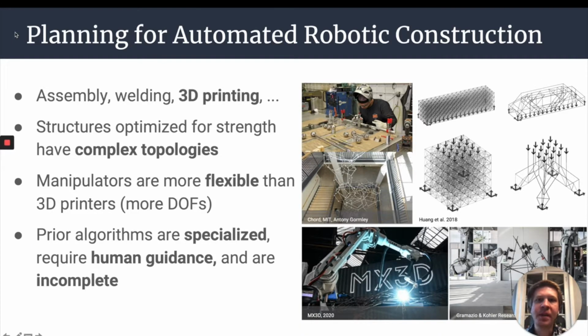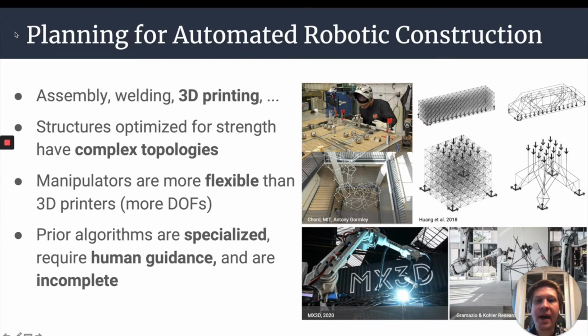Robots are increasingly being used in construction for assembly, welding, fabrication, and 3D printing, which is the subject of this talk. Many structures that we'd like to print are optimized to have desirable strength properties, but as a result have complex topologies. These structures can't be constructed using traditional layer-based 3D printers. Thus, we instead seek to use robot manipulators.